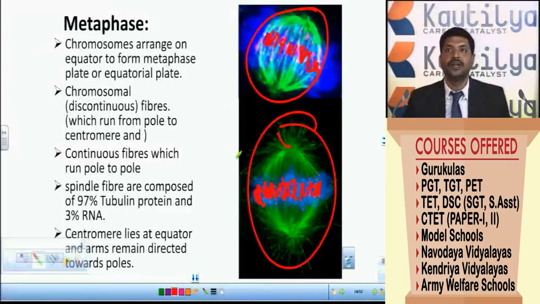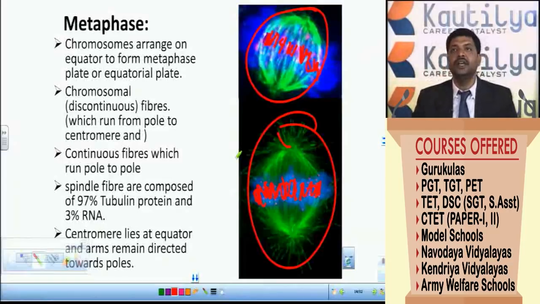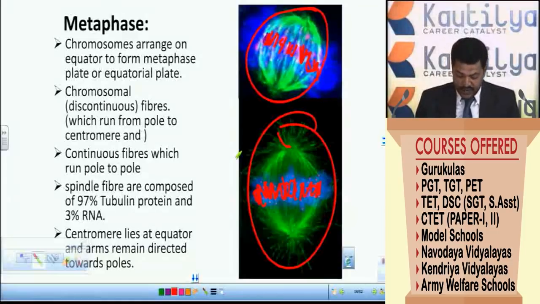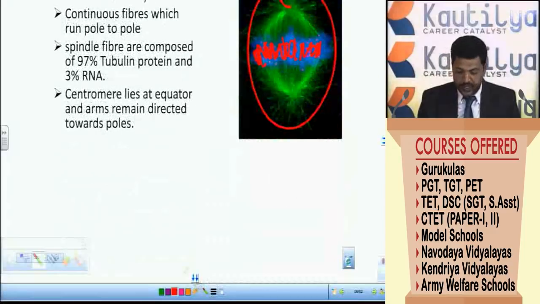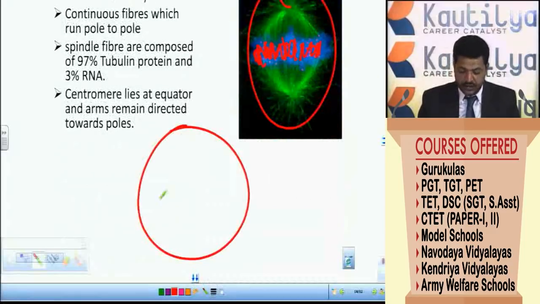A typical example to study meiosis is pollen grains or pollen mother cells. That is anther. Anther is the material for the study of meiosis, whereas the root tip cells of onion are the best material to study mitosis. Chromosomes are associated with three types of spindle fibers. Here I will explain. This is the cell, these are the chromosomes.